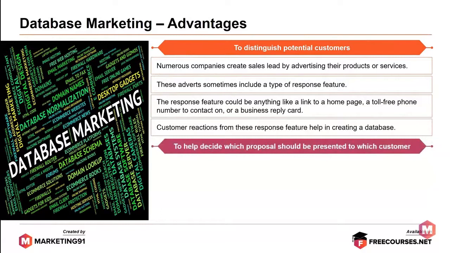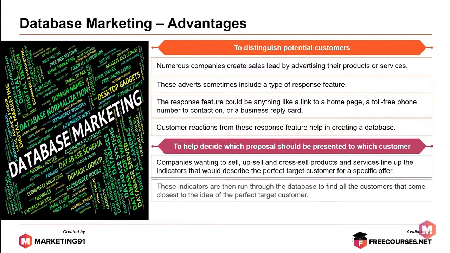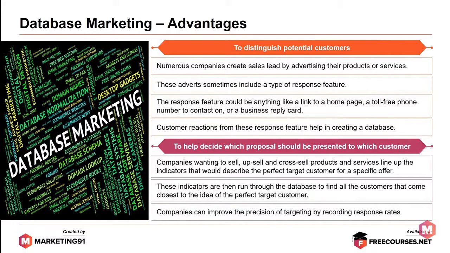Next, to help decide which proposal should be presented to which customer. Companies wanting to sell, upsell, and cross-sell products and services line up the indicators that would describe the perfect target customer for a specific order. These indicators are then run through the database to find out all the customers that come closest to the idea of the perfect target customer. Companies can improve the precision of targeting by recording response rates.